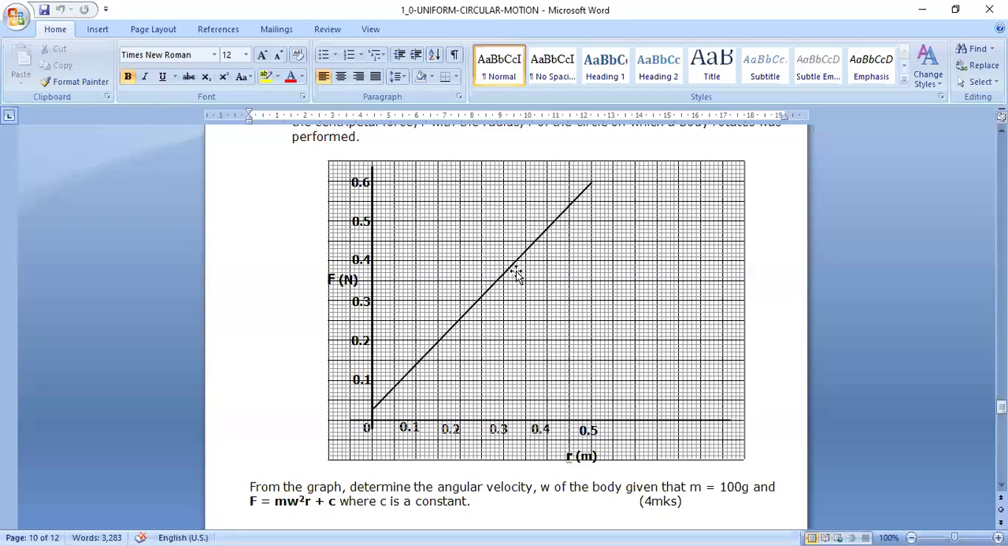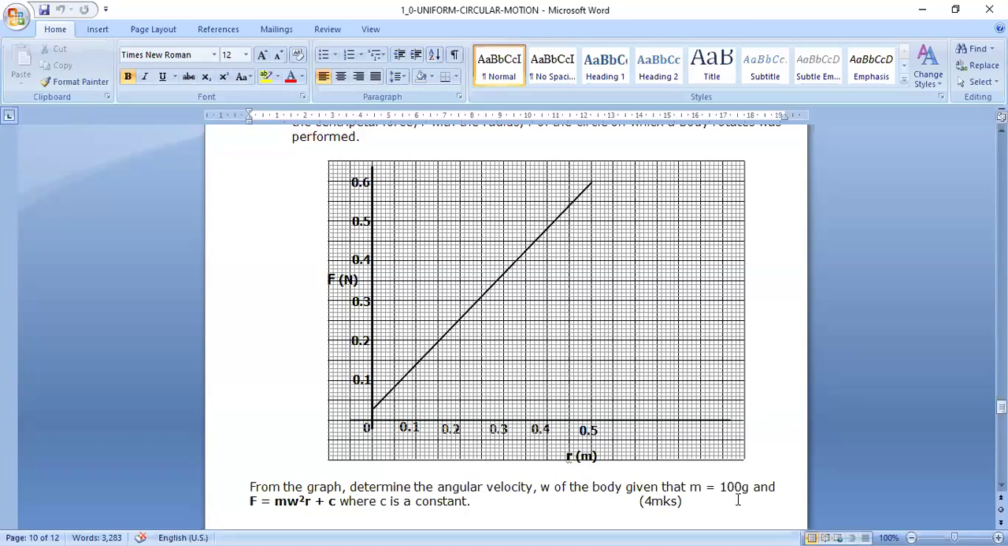0.35 divided by 0.3 gives us the answer as 1.167. That is the slope. Then we come back and say that since the slope equals m omega squared, therefore we can conclude that 1.167 equals the mass, which has been given down here. You can see 100 grams. 100 grams is the same as 0.1 kilograms multiplied by omega squared.